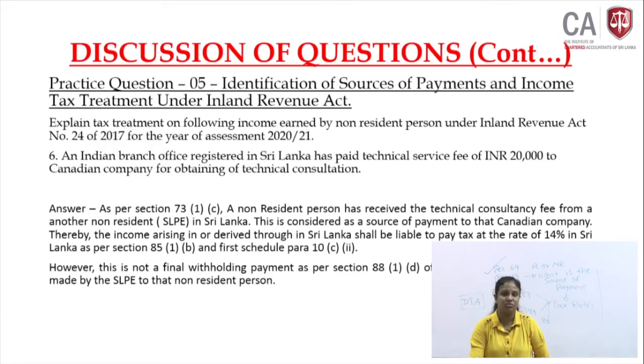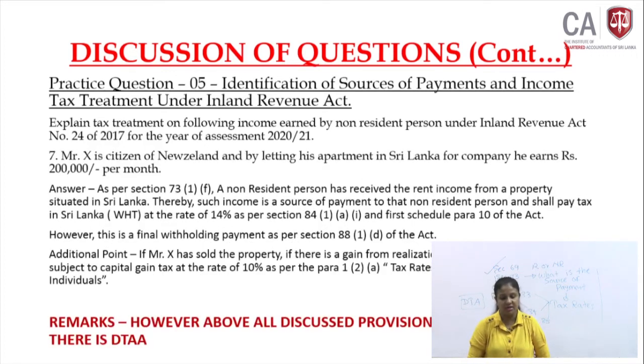These are the 6 questions which I need to discuss under different situations. Now we will come to the 7th one, the last question I need to discuss. It is on the rent income. When looking at these questions, you are all familiar with the source of payment and the income tax rates. Mr. X is a citizen of New Zealand, and by letting his apartment in Sri Lanka to a company, he earns rupees 200,000 per month.